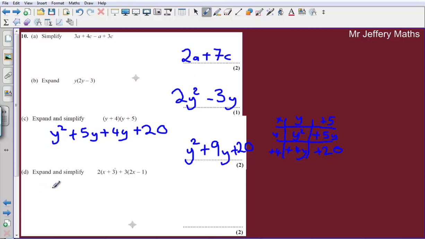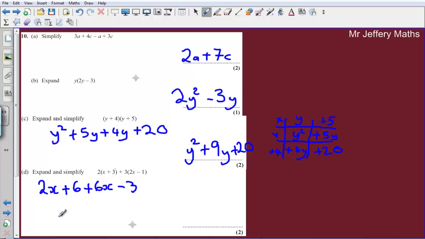Right, last one. Expand and simplify 2 bracket x plus 3 plus 3 bracket 2x minus 1. Again, we're just multiplying the part that is on the outside of the bracket by each of the parts that are inside. So I'm going to multiply 2 by x, which gives me 2x. Then multiply 2 by 3, which gives me plus 6. Then here, be careful. In this case it's quite straightforward because it is plus 3, but watch out if that is a negative there, because that can change what this expands to. So I've got plus 3 times 2x, which gives me plus 6x, and then plus 3 multiplied by minus 1, which gives me minus 3.